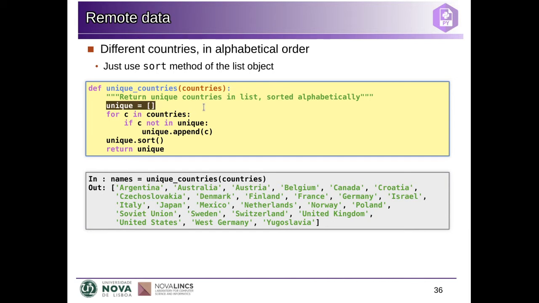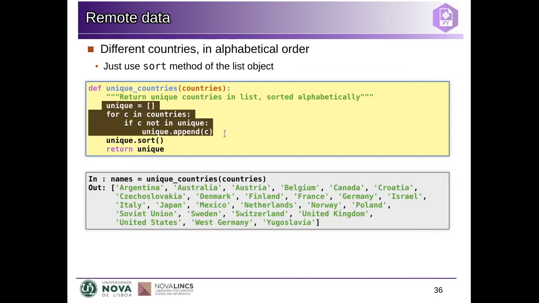We start with an empty list where we're going to put the strings, and then for each country we're going to check if the country is not already in the list. If it's not in the list, we're going to append it. However, if this is false, so if the country is in the list, this statement is not executed and the iteration will go through to the next country. So each country is only placed in the unique list the first time it is found. And the second time it is found, since it's already in the list, it is not appended to the list.